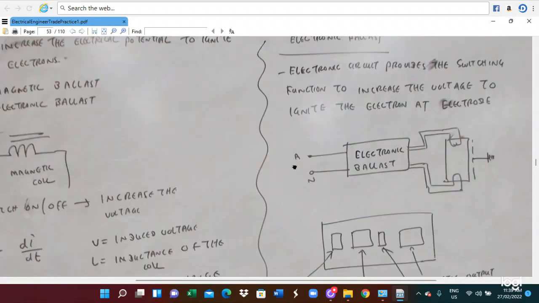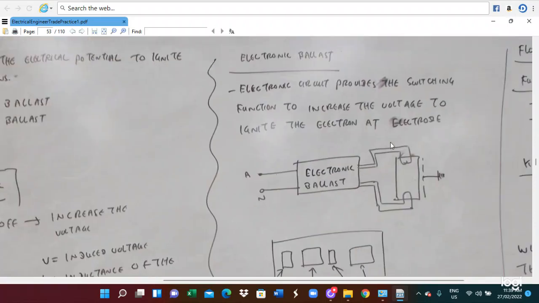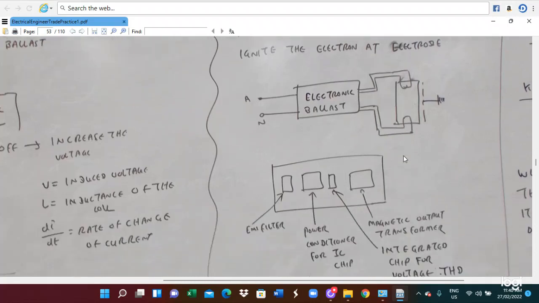This is the electronic ballast connection. The electronic circuit produces a switching function. The electronic circuit provides a switching function to increase the voltage to ignite the electrons at the electrode. So this is the electronic ballast and the switch connection.